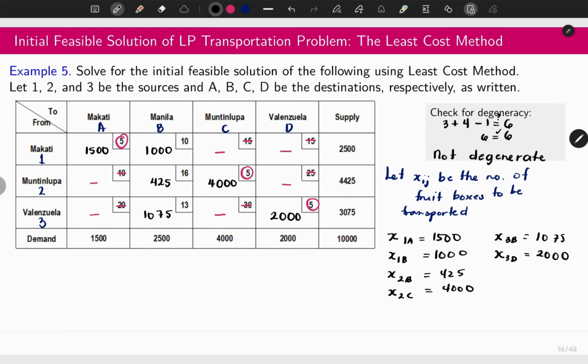You will see that the largest quantities are when from the same city to the same city. For example, Makati to Makati, 1,500. Muntinlupa to Muntinlupa, 4,000. Why? Because the cost is relatively small. Valenzuela to Valenzuela, 2,000 boxes because the cost is small.